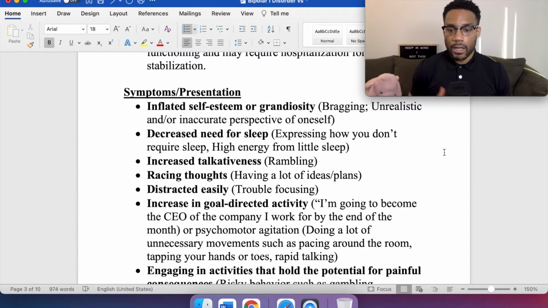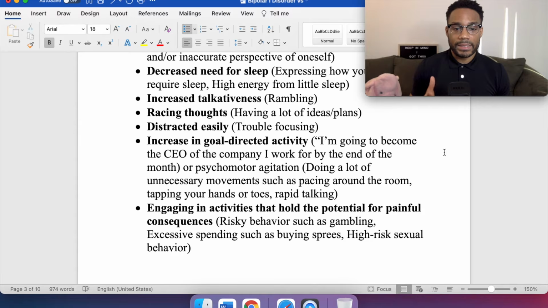increase in goal-directed activity. I'm going to become the CEO of the company I work for by the end of the month, or psychomotor agitation, so doing a lot of unnecessary movements such as pacing around the room, tapping your hands or toes, rapid talking. And listed here, engaging in activities that hold potential for painful consequences. And we're not just talking about physical harm. This could be other painful consequences in other areas. So risky behavior such as gambling, excessive spending such as buying sprees, high risk sexual behavior, etc.